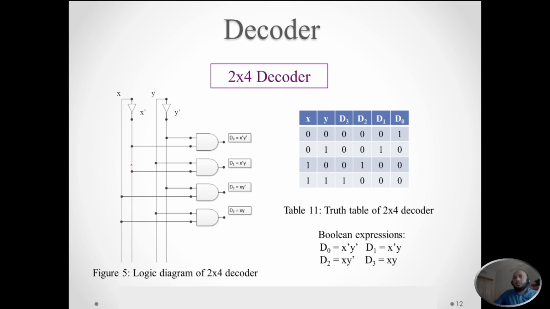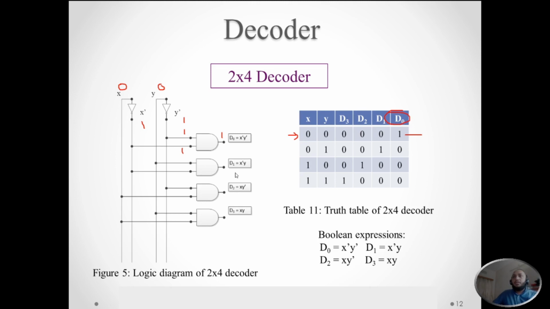Let's see if our logic diagram is correct or not. When we give inputs 0 0, we want the outputs to be 0 0 0 1. Let's see if we are getting that. So we are giving 0 0. As x is 0, x prime will be 1. As y is 0, y prime will be 1. For D0 the inputs are x prime and y prime. So all the inputs of this AND gate are 1, so we will get output 1. So we have got 1 for this pattern in D0.